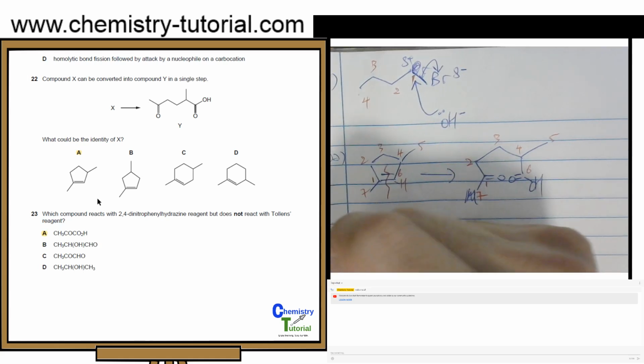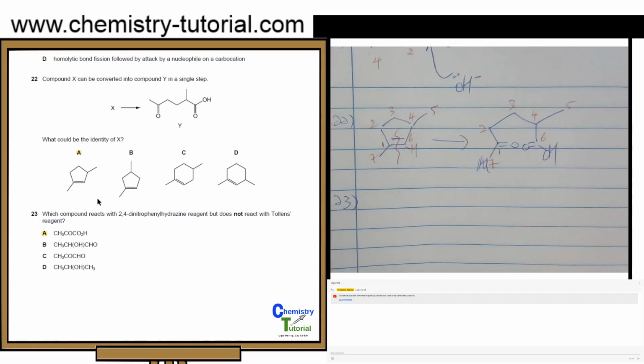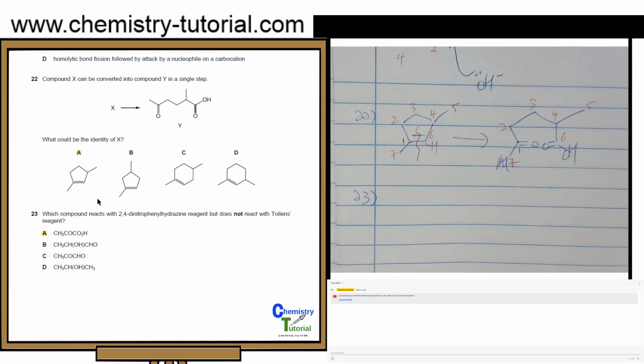Now let's look at question 23. Which compound reacts with 2,4-dinitrophenylhydrazine reagent but does not react with Tollens reagent? 2,4-dinitrophenylhydrazine is a test for carbonyl compounds, but it does not react with Tollens reagent. Tollens reagent tests for aldehydes, both aliphatic and aromatic aldehydes. That means the compound that we are interested in must be a ketone, because a carbonyl comprises either ketone or aldehyde. Since we want something that cannot react with Tollens, we do not want an aldehyde. All we want is a ketone.